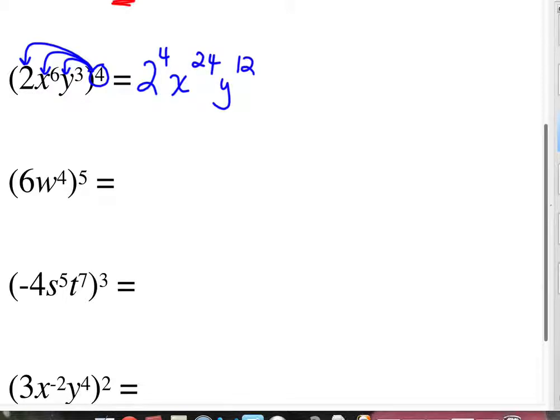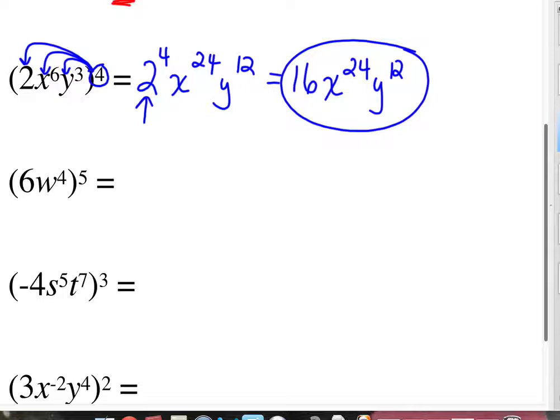Because don't forget, we're multiplying. 4 times 6 is 24, and 4 times 3 gives us 12. Now, do you see anything here that you can solve? You can solve that. 2 times 2 times 2 times 2 is 16. x to the 24th, y to the 12th.